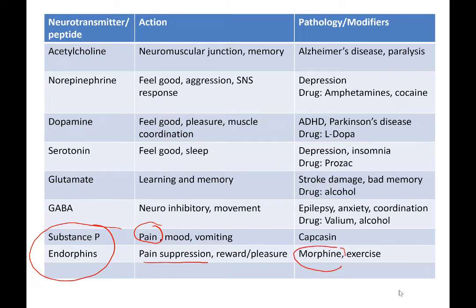But morphine or the opioid drugs actually fit into these endorphin receptors, which is part of their appeal to people that tend to get addicted and abuse these drugs, because it does make them feel good, but often it begins with pain suppression. So that's how people initially get into that.